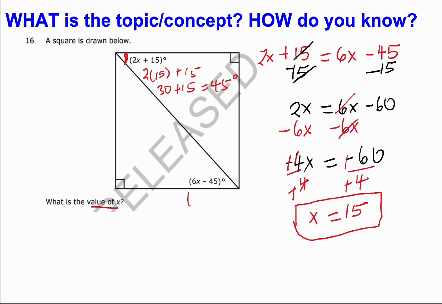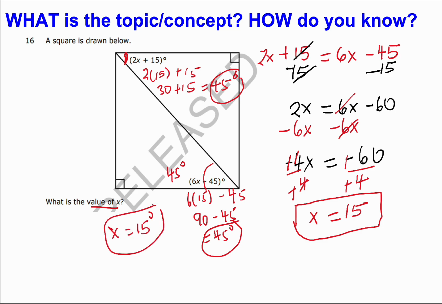So you can test this one: 6 times 15 minus 45, and this gives us 90 minus 45, which also is 45 degrees. So it tells you that this angle here is also 45 degrees. So it means these two angles are equal. So the value of x is 15, just as we solved it.